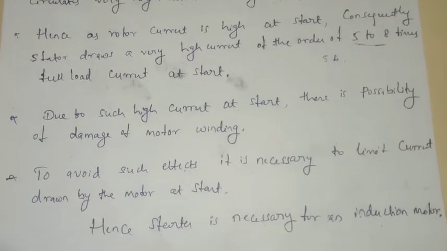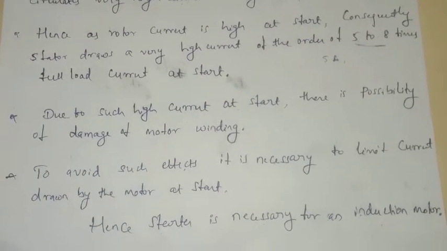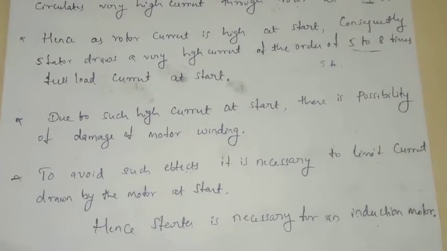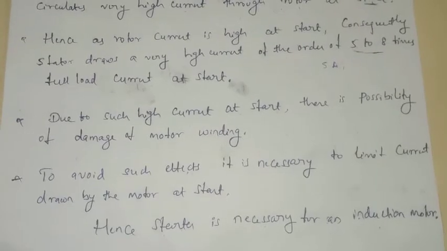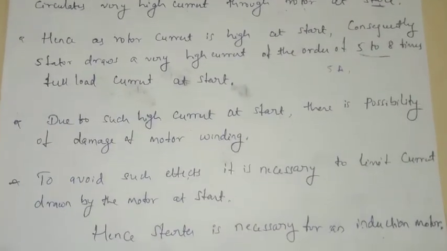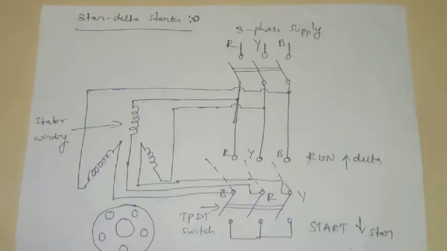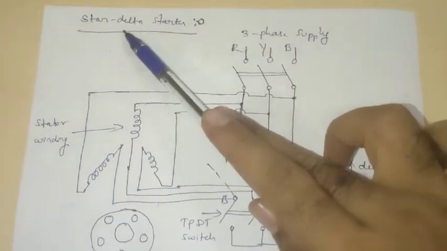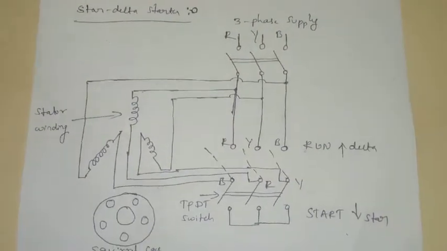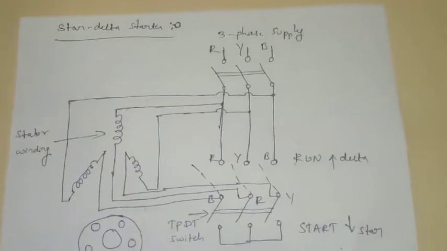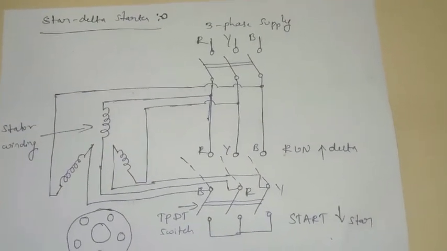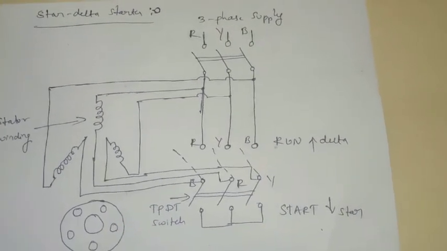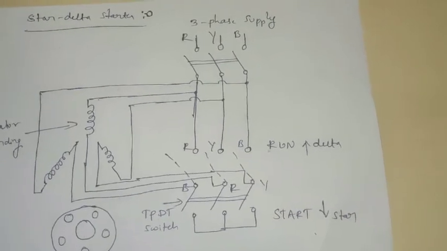Let us discuss the types of starters used in the induction motor. For your syllabus, the star delta starter is included, but many other starters are used to control the starting current of the induction motor. This is the block diagram of the star delta starter. We know that a three-phase connection can be done in star or delta. That is why the name is star delta: initially the stator winding is connected in star, and afterwards it is shifted to delta.